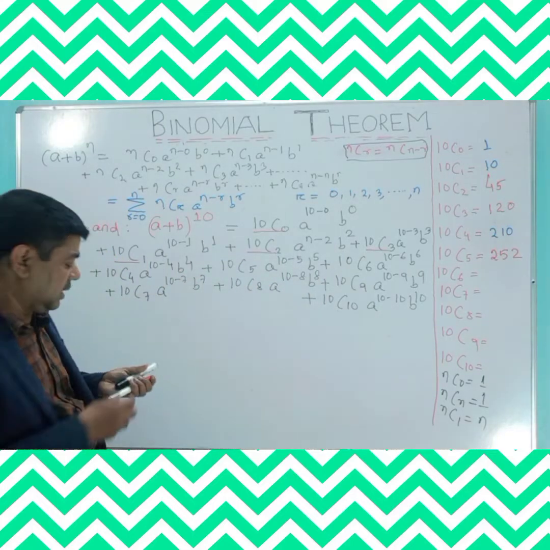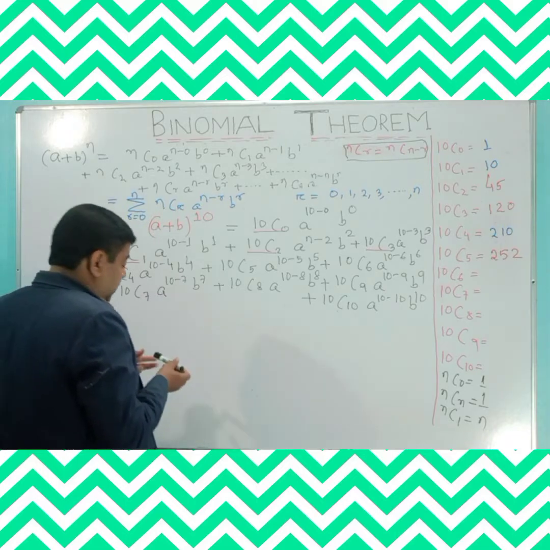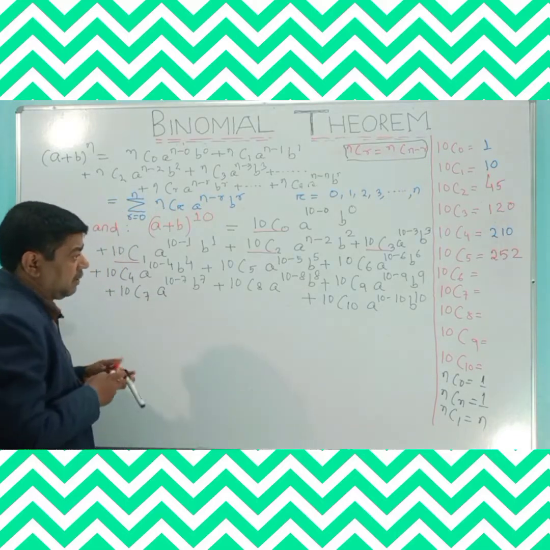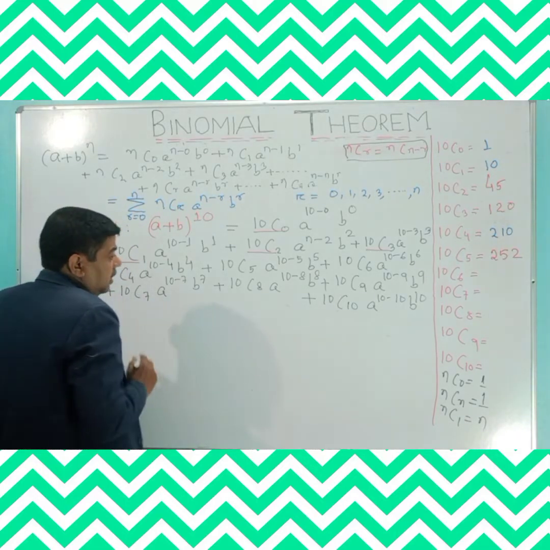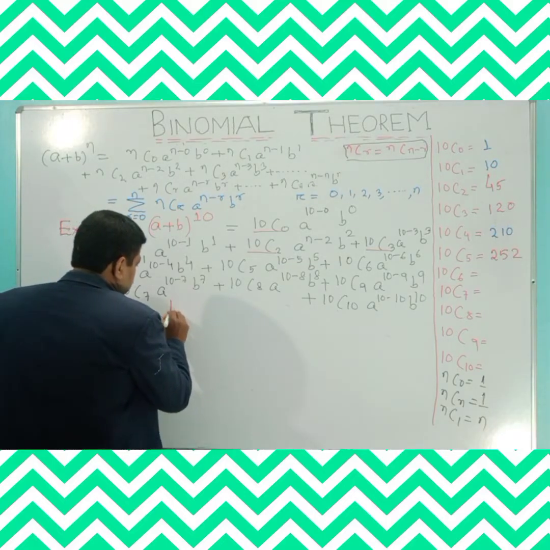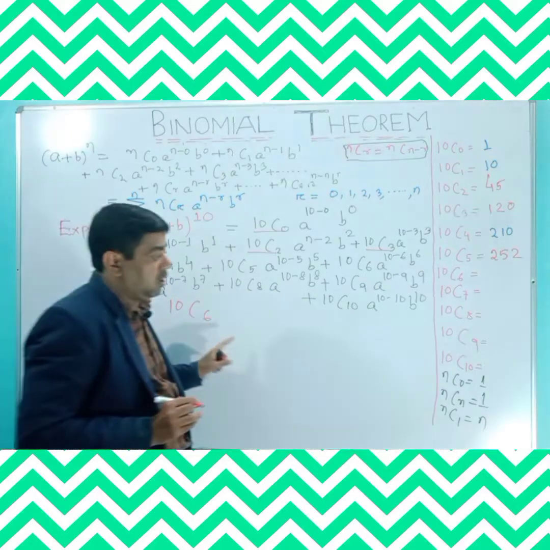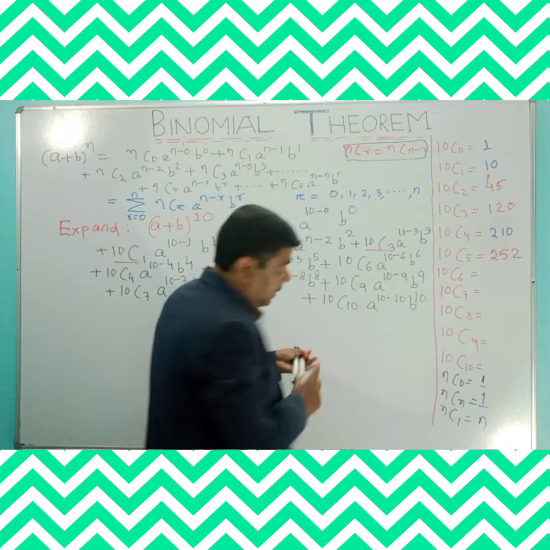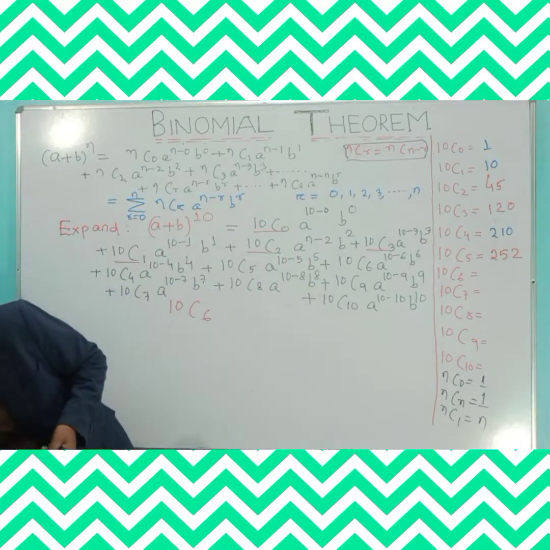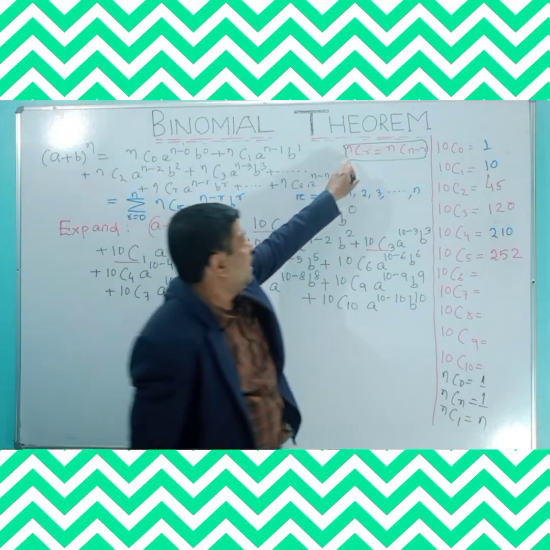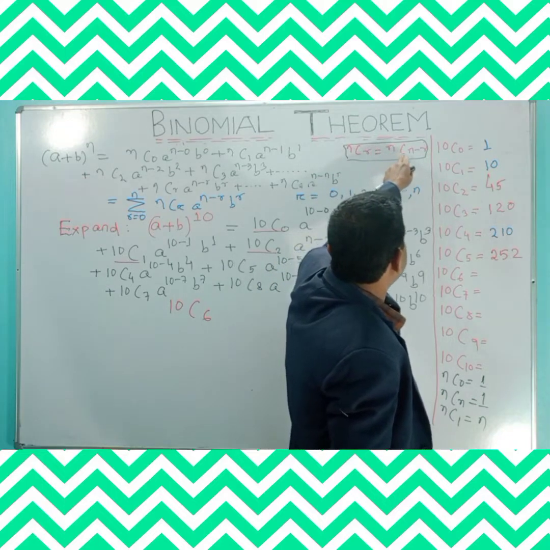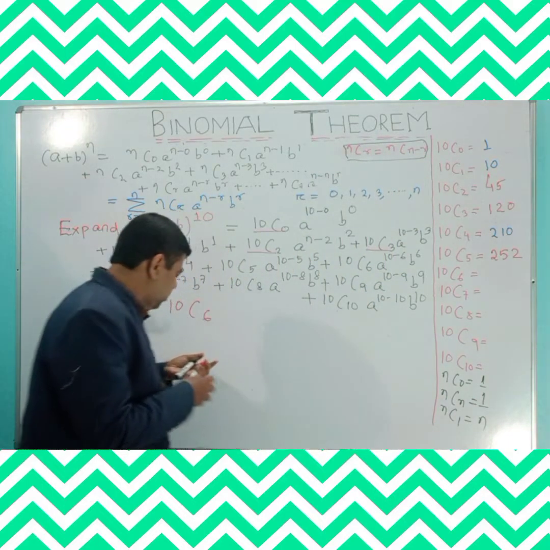10C6, we have to find out the value of 10C6. This value will be bigger. In this case, we have to use another formula, and that formula I already told you. What is the formula written here? nCr is equal to nC(n minus r). Using this concept, it will be very simple.